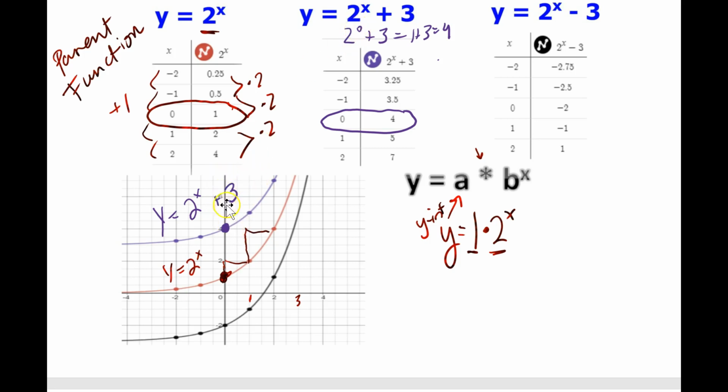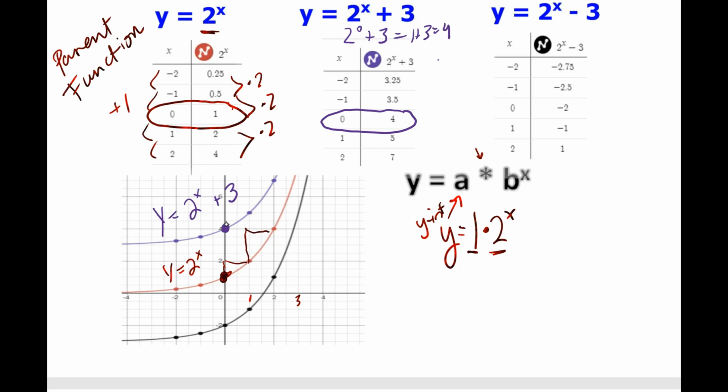So this is no longer our y-intercept, but it's doing something to the graph. It seems like it's shifting the graph up 3 from our original parent function of 2 to the x. So adding on 3 shifts the graph up 3. Okay, so we can check this by looking at our function rule. So we have 2 to the x plus 3.